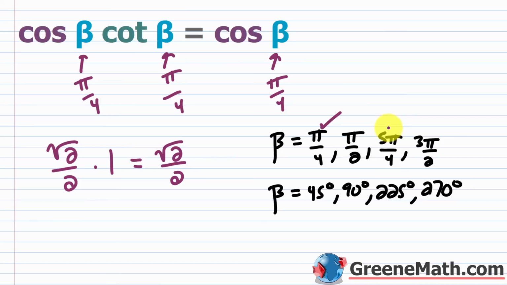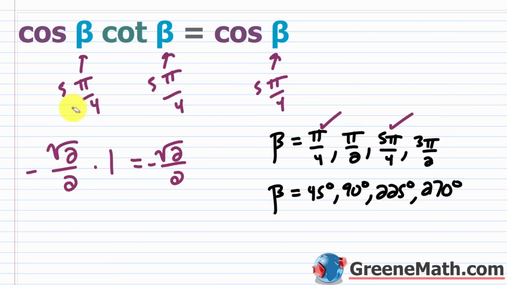Now, similarly, if you do 5 pi over 4, the only thing that's going to change is the cosine of 5 pi over 4, that's going to be a negative square root of 2 over 2. So if I did 5 pi over 4, this would be negative square root of 2 over 2 times 1 equals negative square root of 2 over 2. So that one's going to work as well, because you get the negative of the square root of 2 over 2 equals the negative of the square root of 2 over 2.